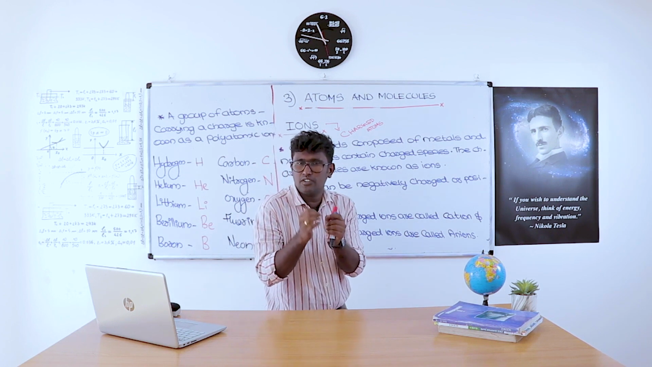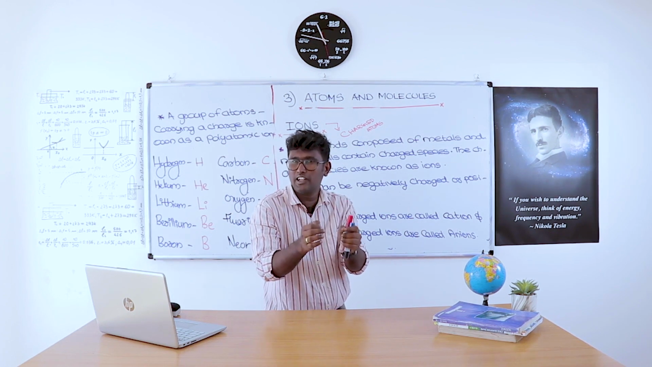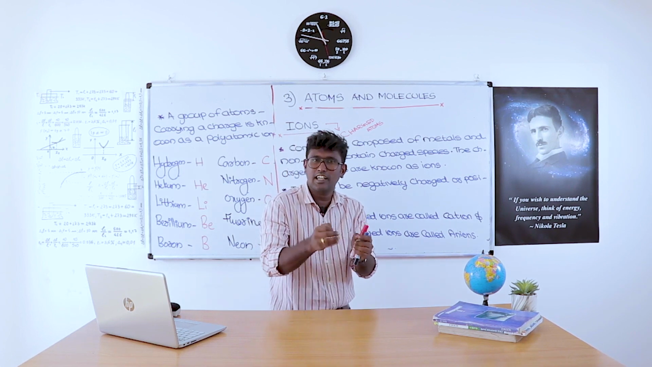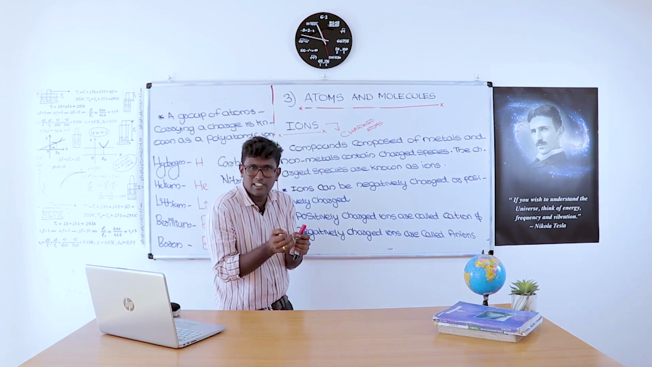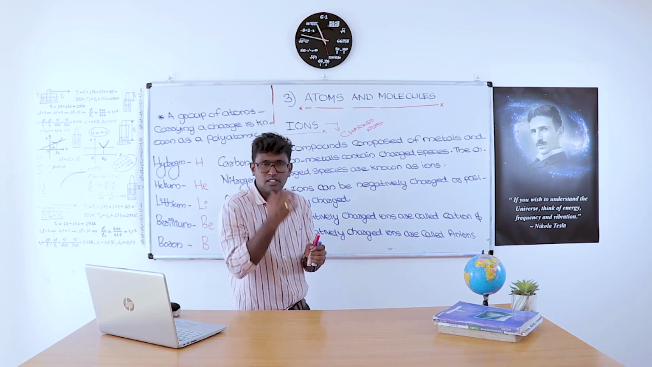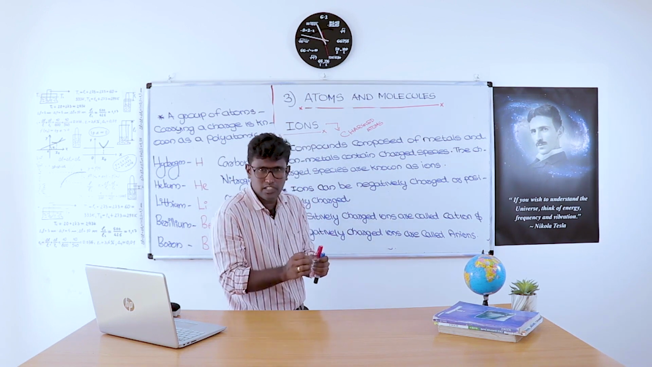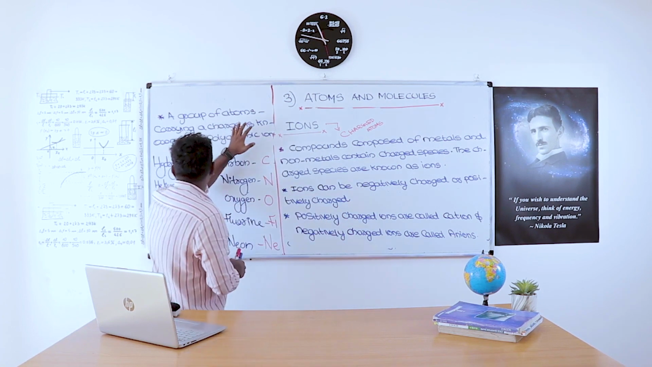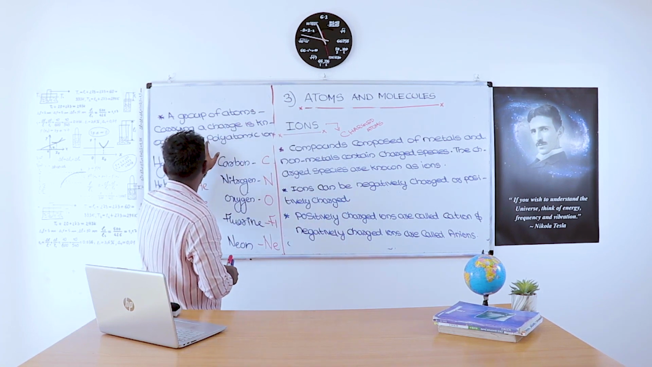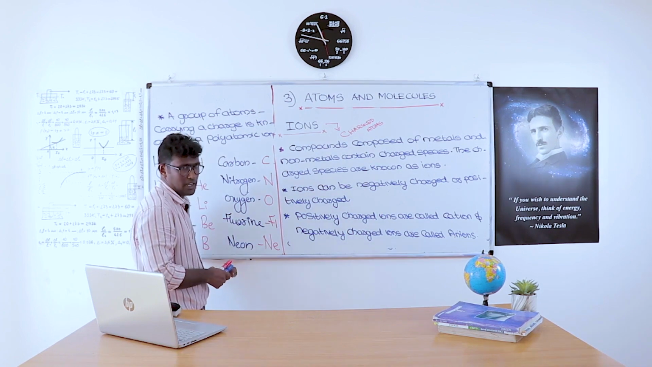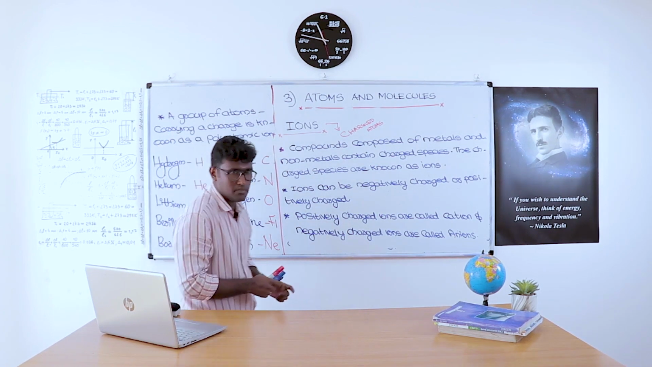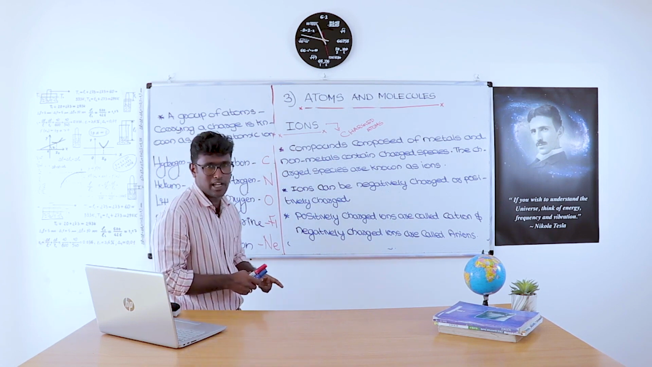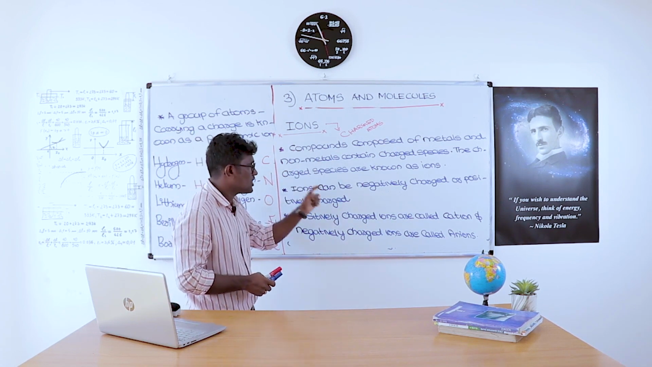Negatively charged ions are called anions, and positively charged ions are called cations. A group of atoms carrying a charge is known as a polyatomic ion. So that's all about ions.